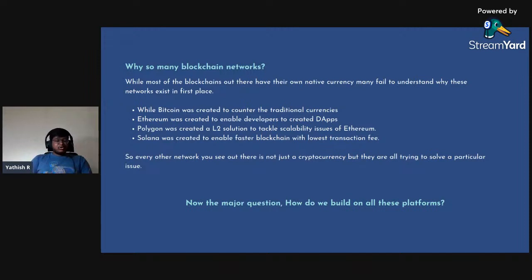We can understand why Bitcoin was created. Bitcoin was created to counter traditional currencies, where there is one central authority, like banks, always controlling your money. That is the reason why Bitcoin was created. It was created to make sure that anybody can do any kind of transaction without having to worry about someone stopping them from doing such transactions.